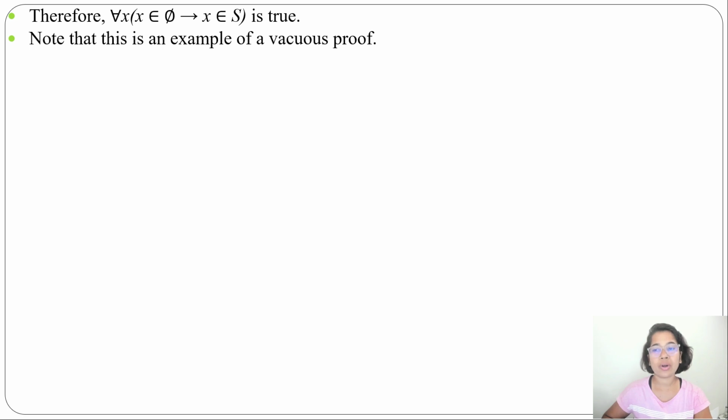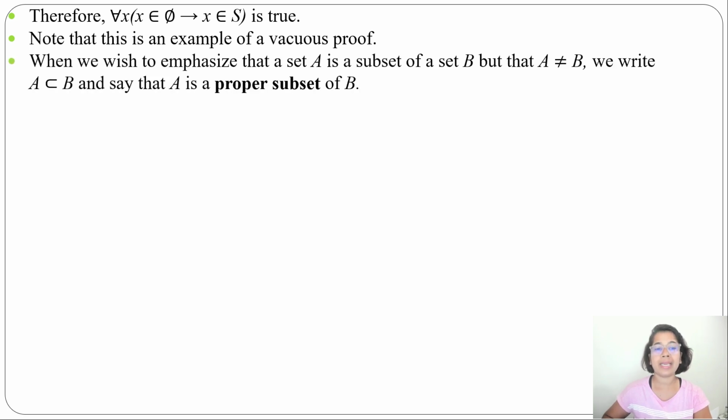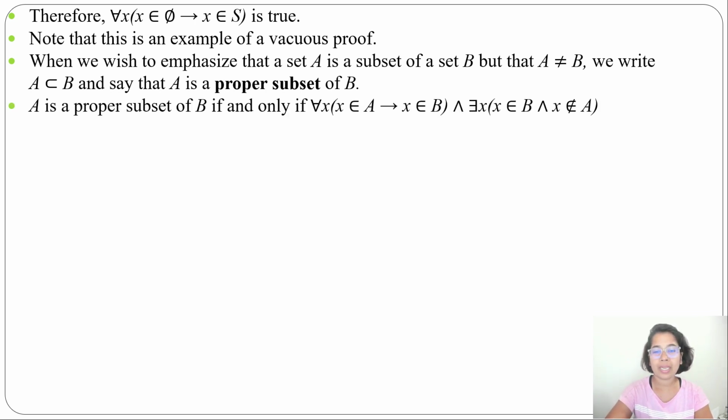If A is not equal to B and A is a subset of B, that is called A is a proper subset of B. For all x, x belongs to A implies x belongs to B, and there exists an x such that x belongs to B and x does not belong to A.